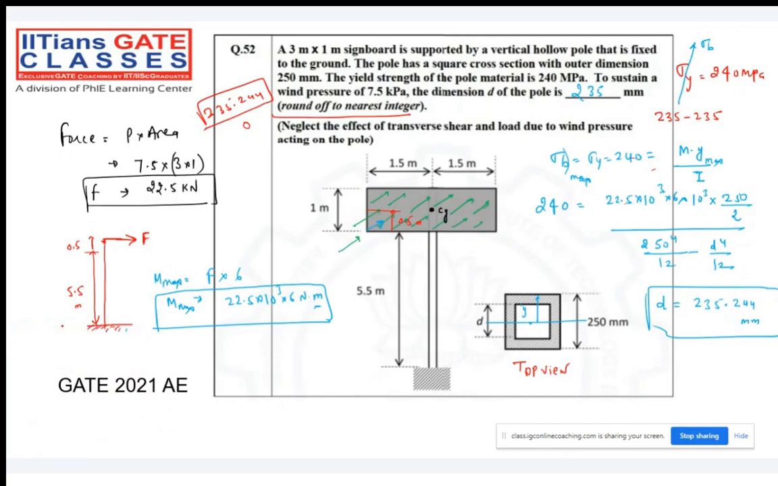Now, some of you will just take the force like this, here only the wind pressure force 22.5 without taking this 0.5. You will be getting an answer, but that answer may be out of the range. Who knows? If you are lucky enough, the answer will be within the range, but if you are unlucky, then gone, right? So try to stick with the concept.